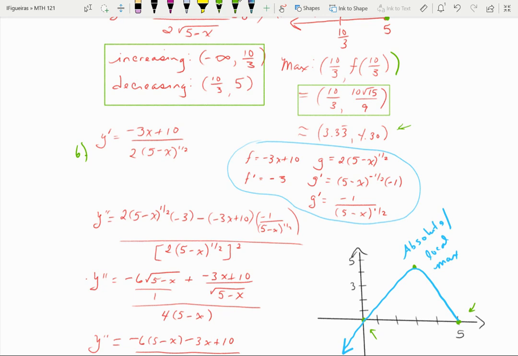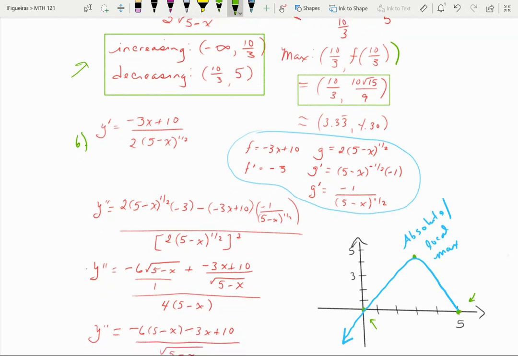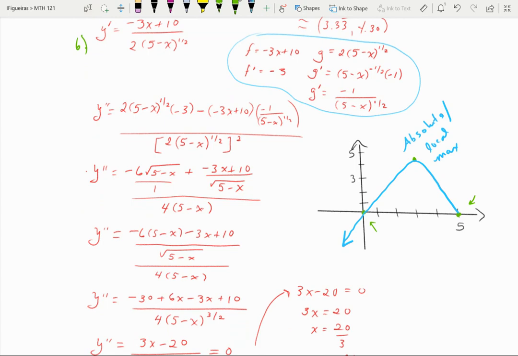And the graph was increasing, then decreasing. That's seen right here. Increasing, then decreasing, which this graph shows. And it's always concave down. So that's all there is to it.